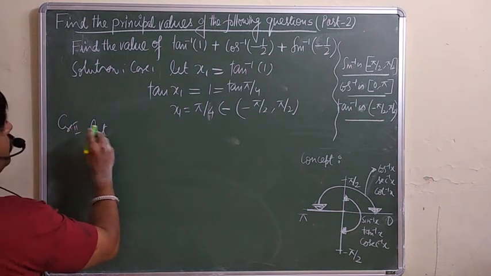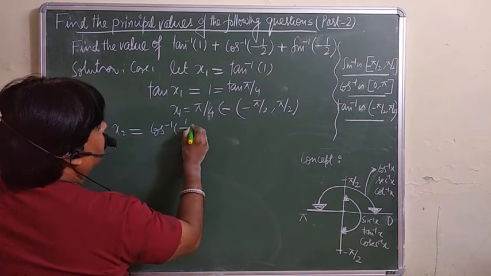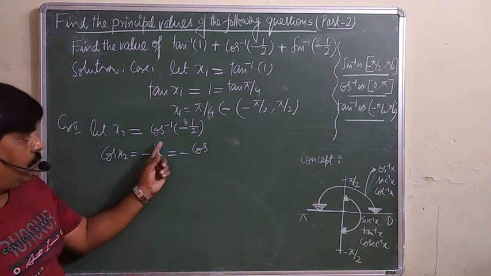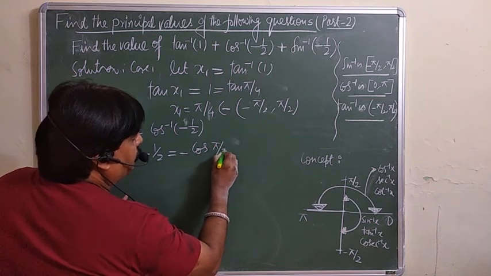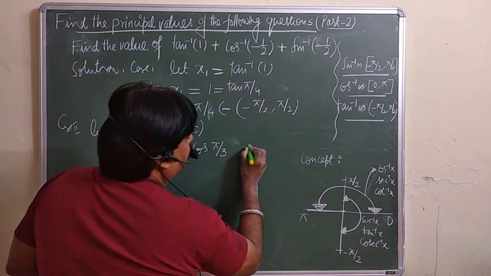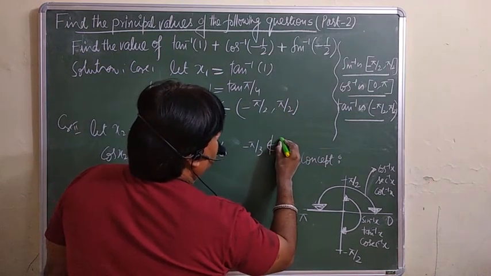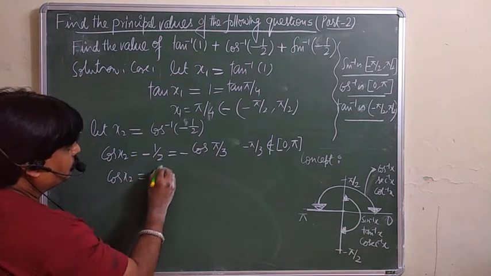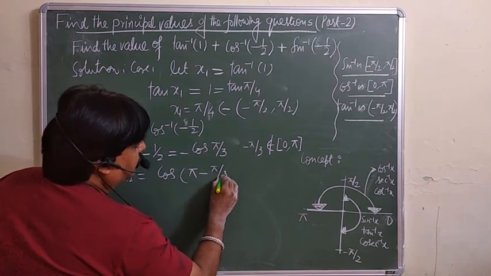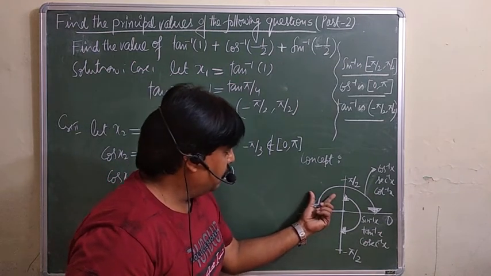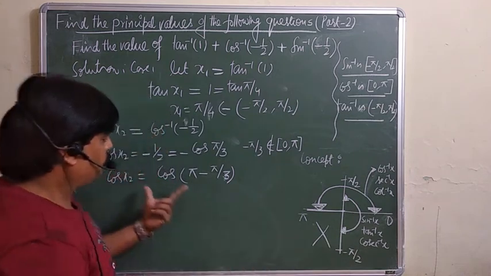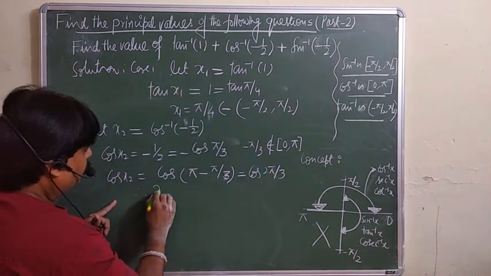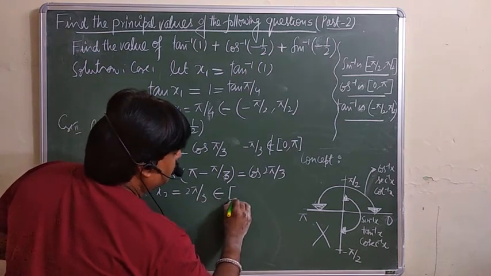Case 2: let x2 be equal to cos inverse minus 1 by 2. So cos x2 is equal to minus 1 by 2. This is minus cos of pi by 3, so minus pi by 3 is here. This does not belong to the principal value branch. So this can be written as cos x2 is equal to cos of pi minus pi by 3, because cos is negative in this quadrant. Cos of pi minus theta means minus cos theta. So this is equal to cos 2 pi by 3. Therefore x2 is equal to 2 pi by 3, and this belongs to 0 to pi.